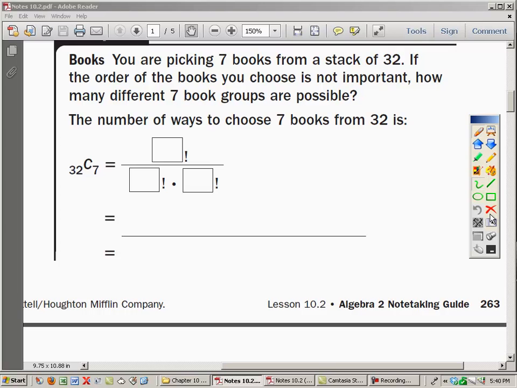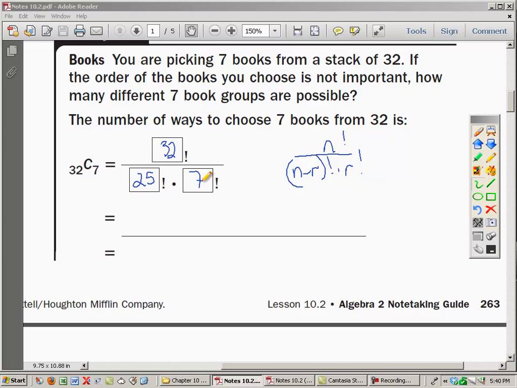The number of ways to choose 7 from 32 is 32 choose 7, which becomes 32 factorial, because again, we take the total number possible. Okay, it's n factorial over (n minus r) factorial times r factorial. All right? So 32 factorial, and then 32 minus 7 comes out to 25 factorial, and then we're choosing 7, so 7 factorial. All right?